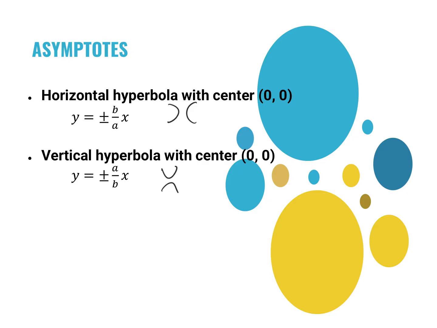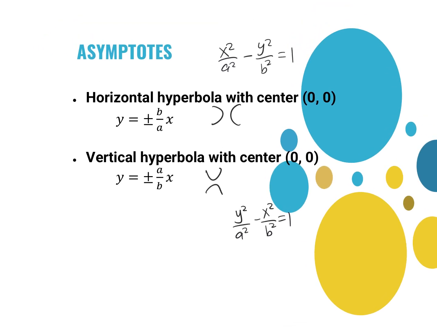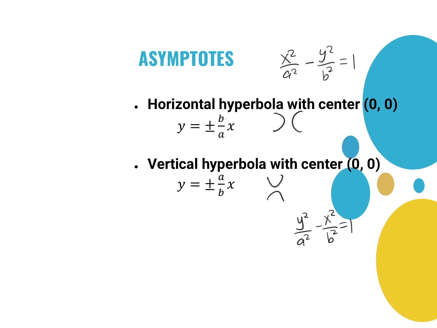One way that I like to remember which one is which is that a horizontal hyperbola looks like this, and a vertical hyperbola looks like this. You're probably like, well, I already knew that, why are you telling me that now? This can help you determine where a and b are going to go. If you remember your slope formula, that's really what this represents. The b over a and the a over b represent the slopes of your asymptotes.